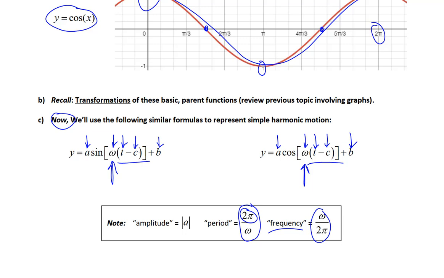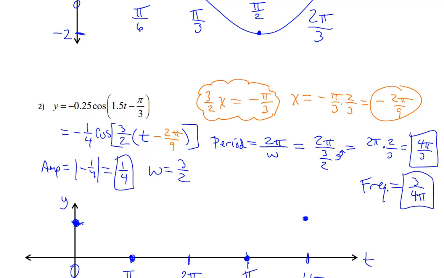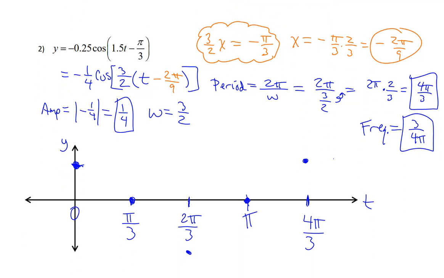Actually, I think it was the same letter we used before. So c is the value for phase shift given in these formulas, lowercase c, and that tells us how far we're going to be shifting over. We use the opposite of the sign we're seeing in it. So in this one, our c value is this 2 pi over 9. So let me mark this down here.